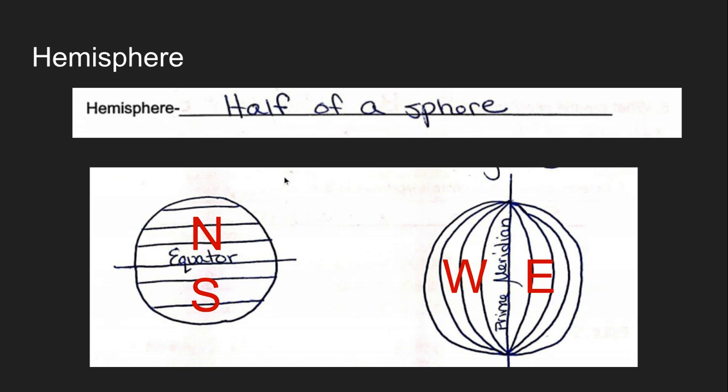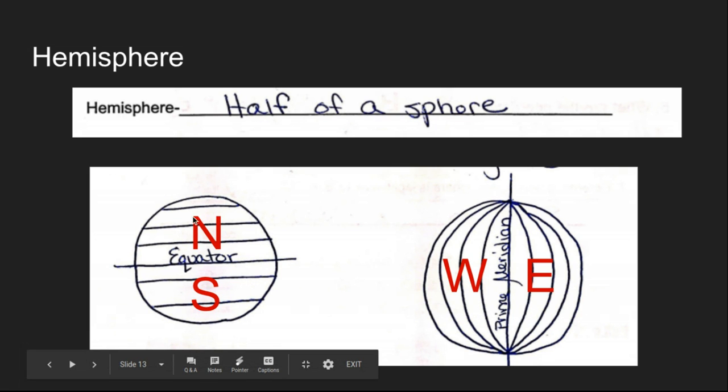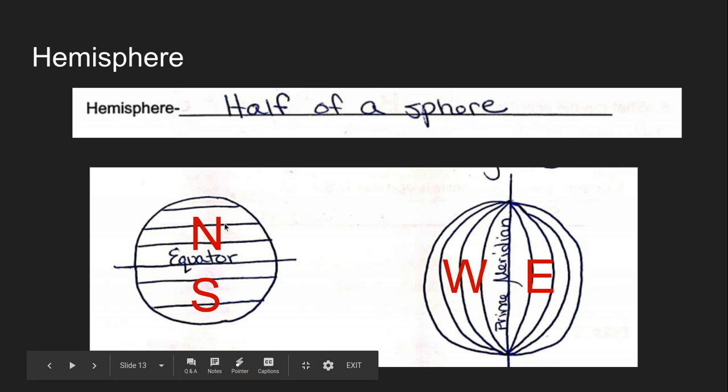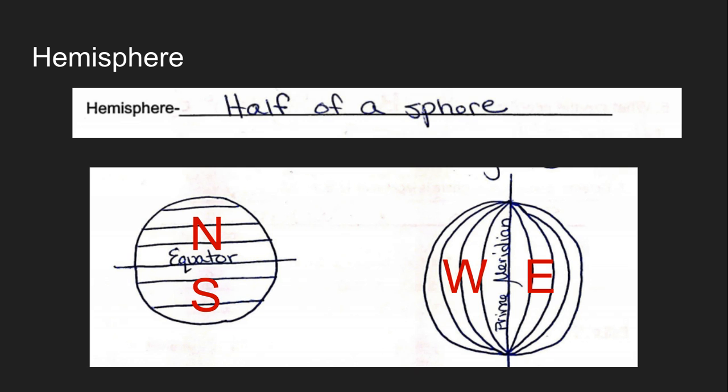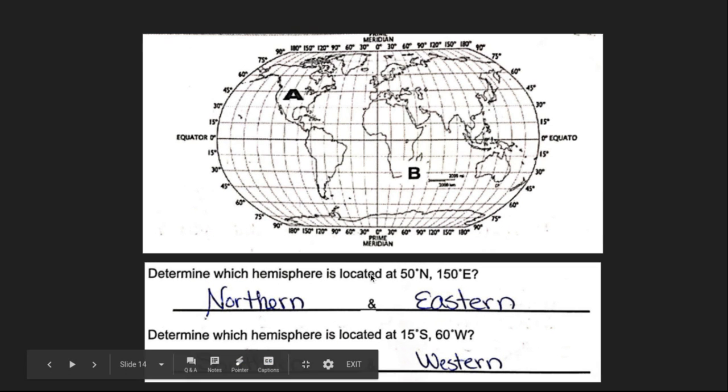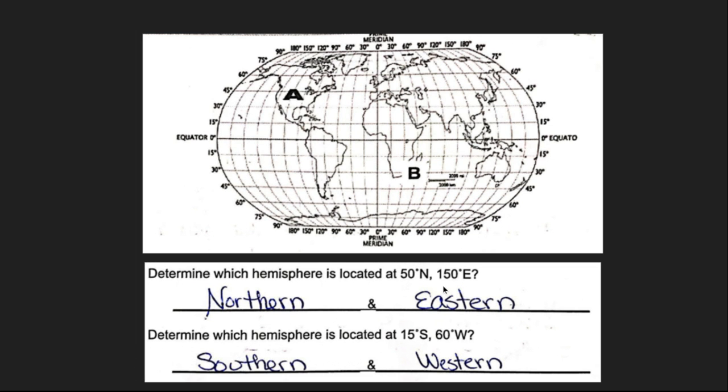You have hemispheres, or the halves. So you have the northern hemisphere, you have the southern hemisphere. You also have the western hemisphere and the eastern hemisphere. Northwestern is when you put your hands up in the air. Remember, we do our number 3 up in the air with our left hand. That's where the north is. That's where the west is. Northwestern. All right, so determine which hemisphere is located at 50 degrees north, 150 degrees east.